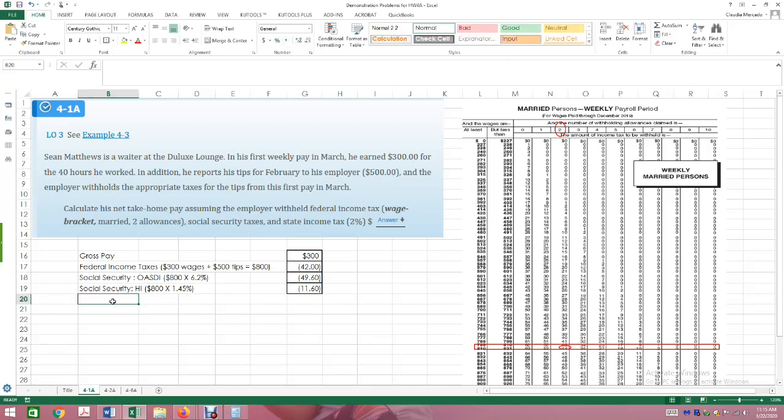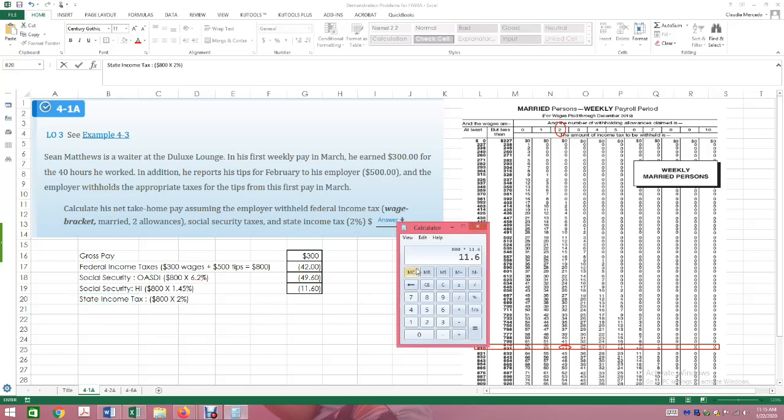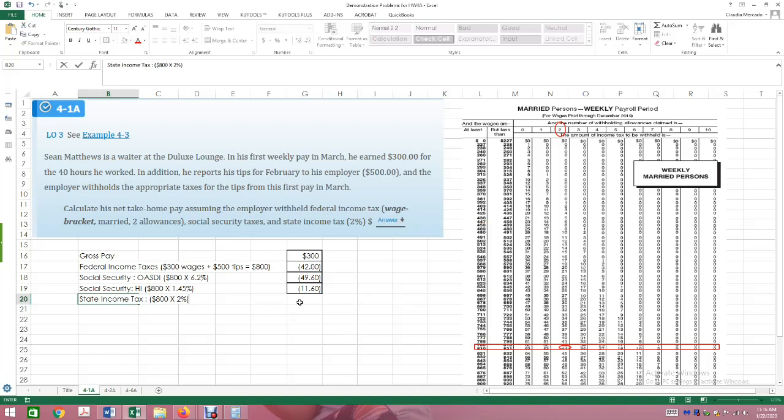Deducted. And the last thing we have is state income tax. The state income tax rate provided is 2%. So for that I have my $800 times my rate of 2%. I've got $800 times 2%, and that's going to be $16.